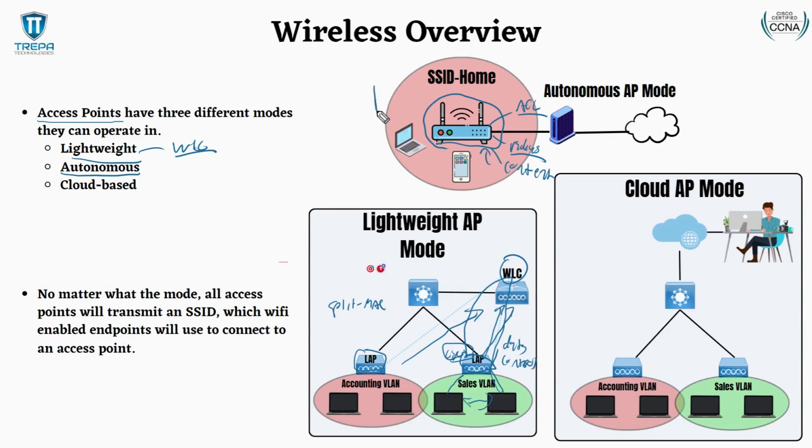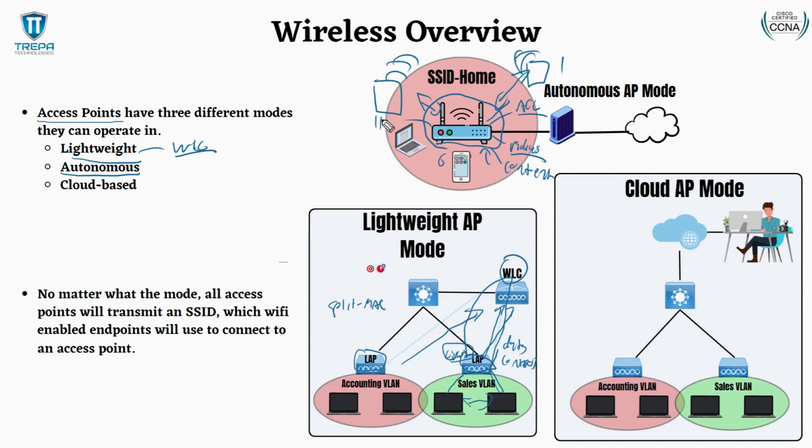These can be meshed. So this is my autonomous access point. I know it doesn't look as good as that photo. These can work in a mesh network, and I've deployed this at my own house, where these autonomous APs will talk to each other and kind of say, hey, you go on channel 1, I'll go on channel 6, you go on channel 11.